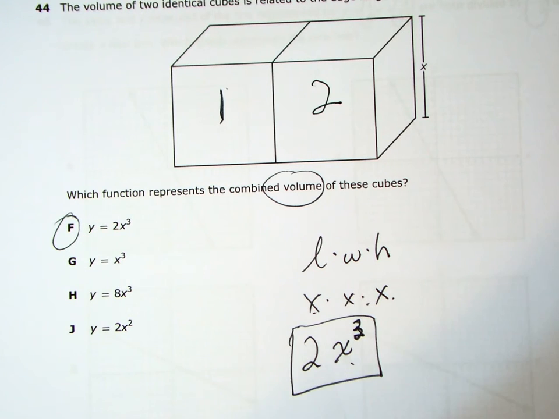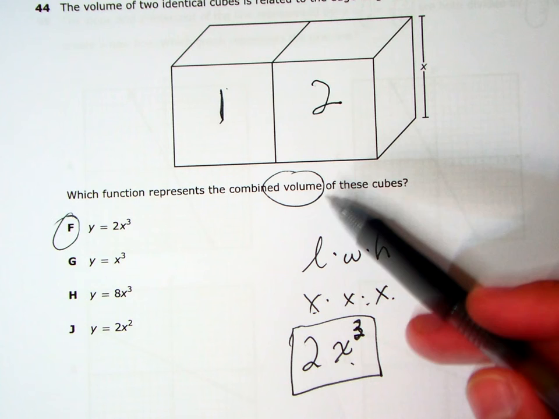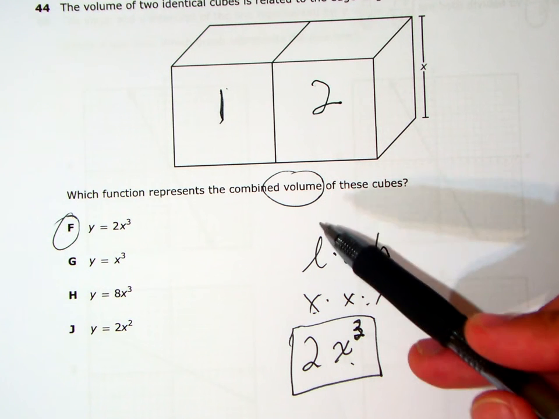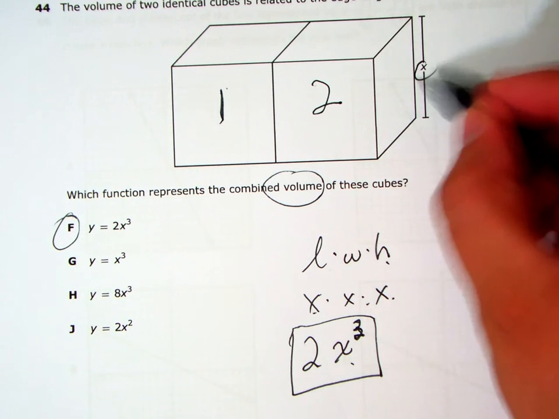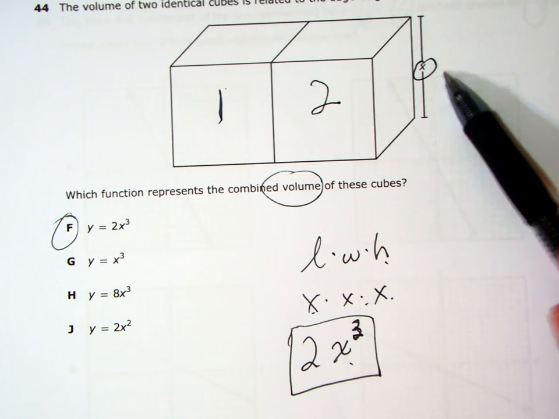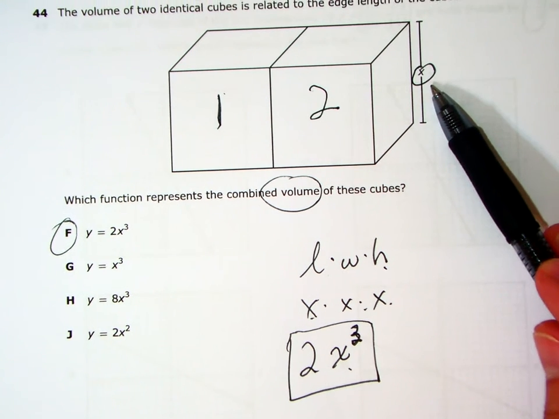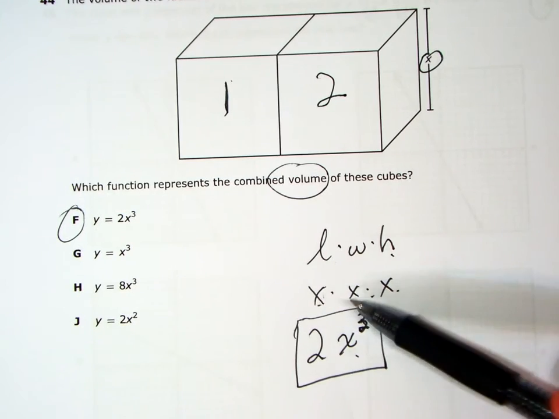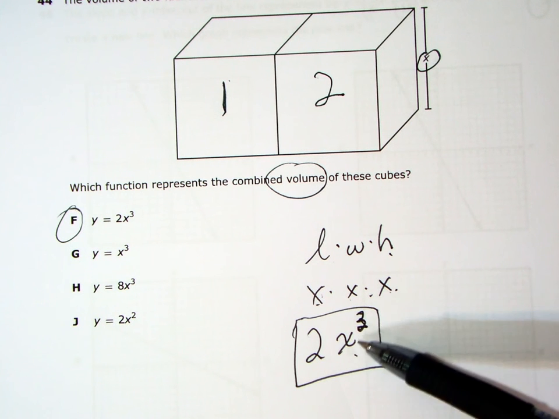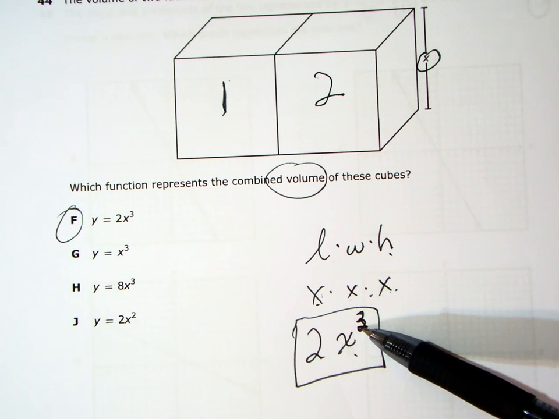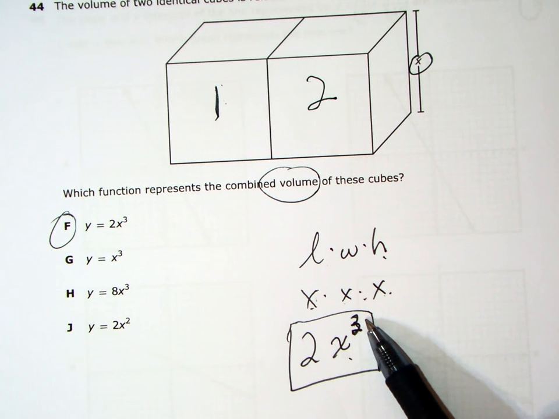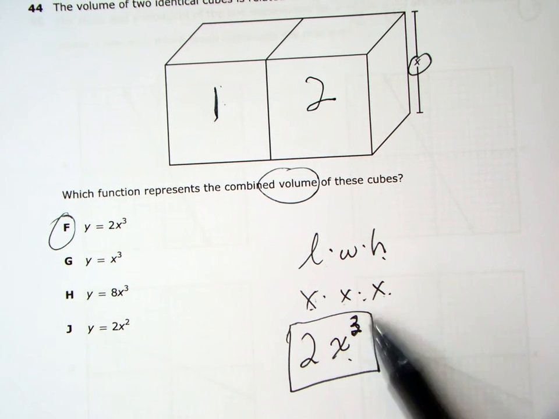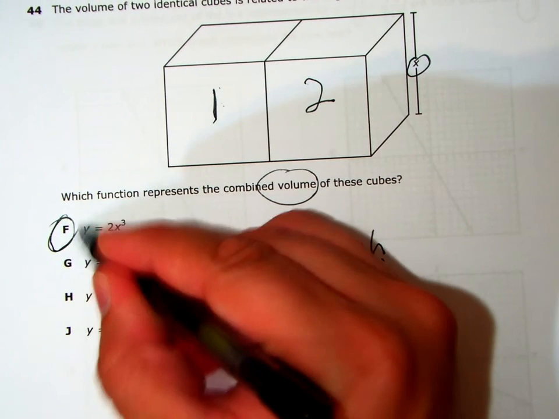Right? So here, we learned from when we were little that the volume of a cube is length times width times height. Here, the length and the width and the height is what? X. It's a cube, so they all have the same side. So x times x times x is what, y'all? X cubed, right? And since there's two of them, we're going to say 2x cubed, right? So the answer here would be F.